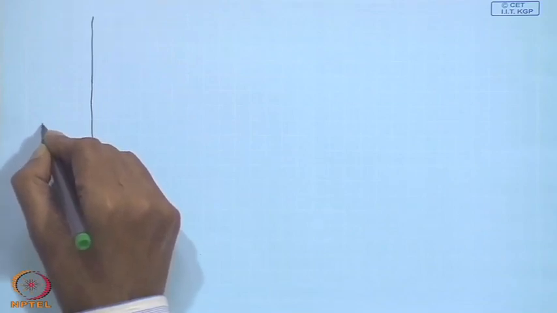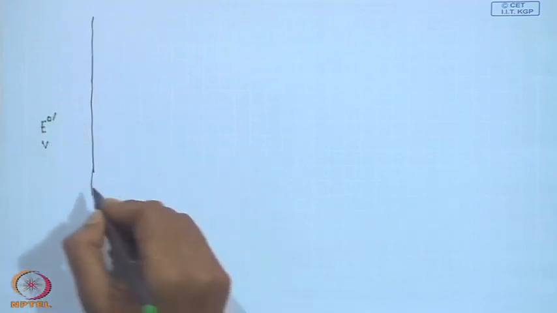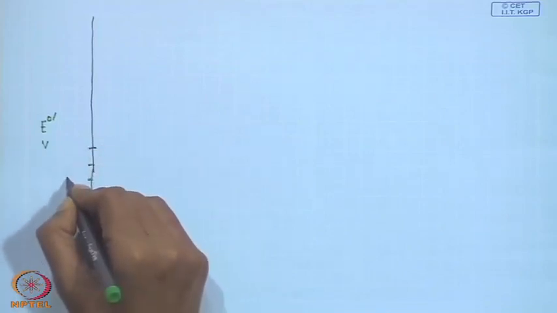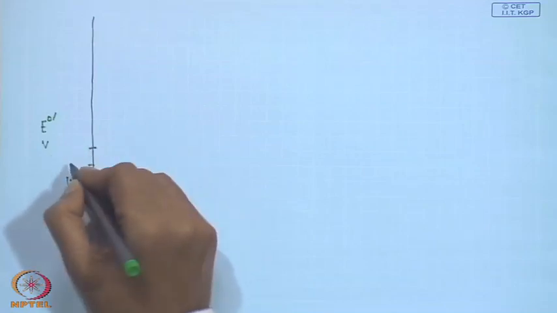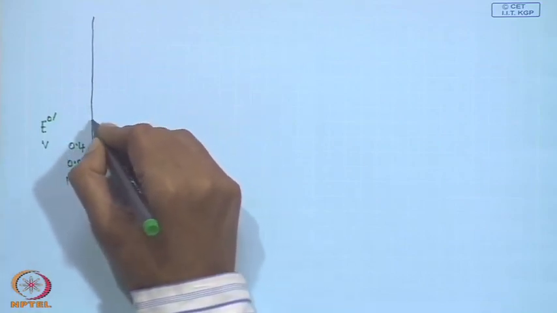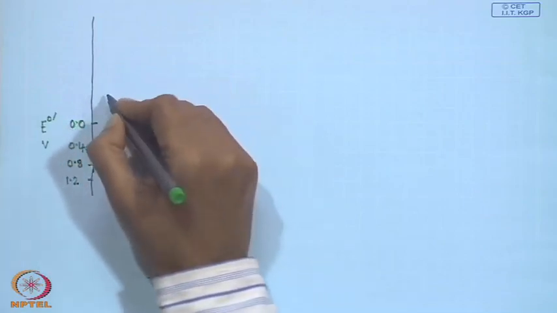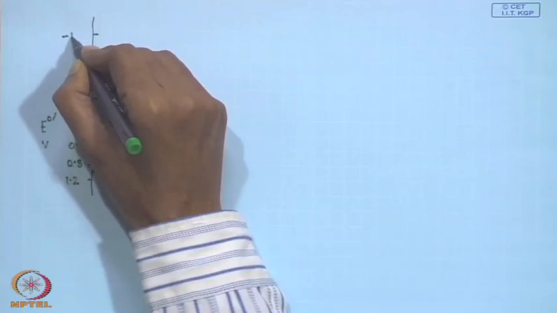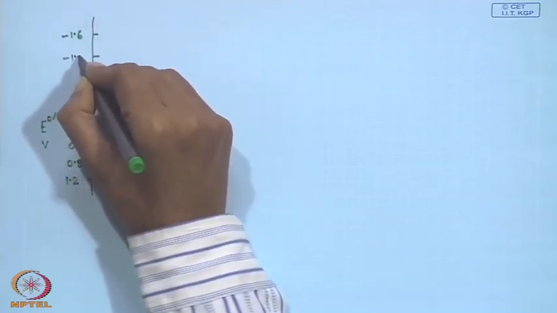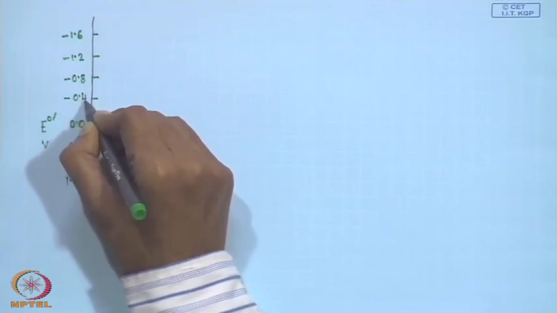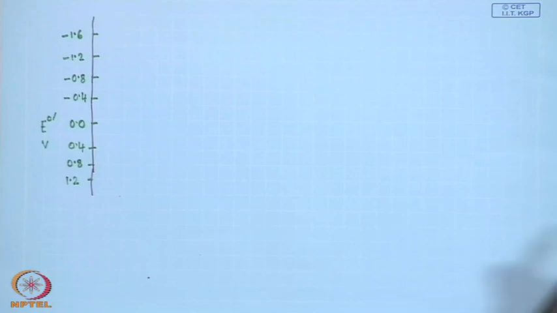So, if we go for the corresponding case of PS1 in the potential scale, that means you have E0 prime in volt, starting from minus 1.6, minus 1.2, minus 0.8, minus 0.4, and going up to plus 1.2. In this potential range everything is operating.